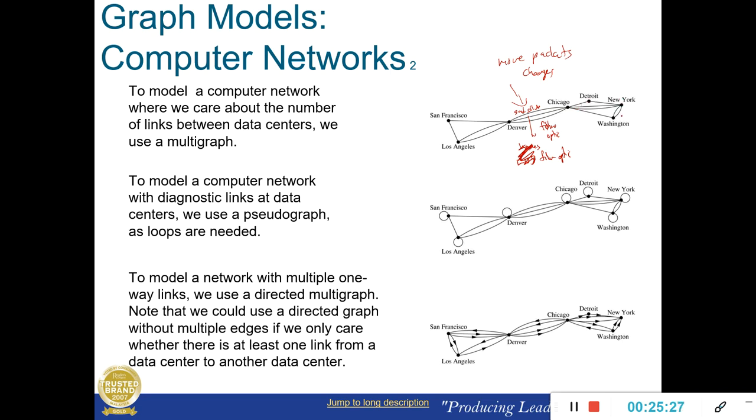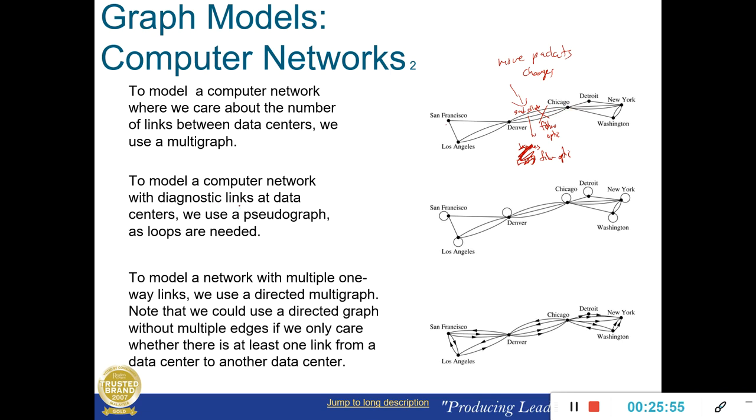So Detroit, New York, Washington. So you have here, let's say the Denver and Chicago link is down. Then San Francisco cannot connect to New York. So that's why Denver and Chicago have three backups. I mean, they have three links, three ways of connection, three edges. So this is a multigraph.